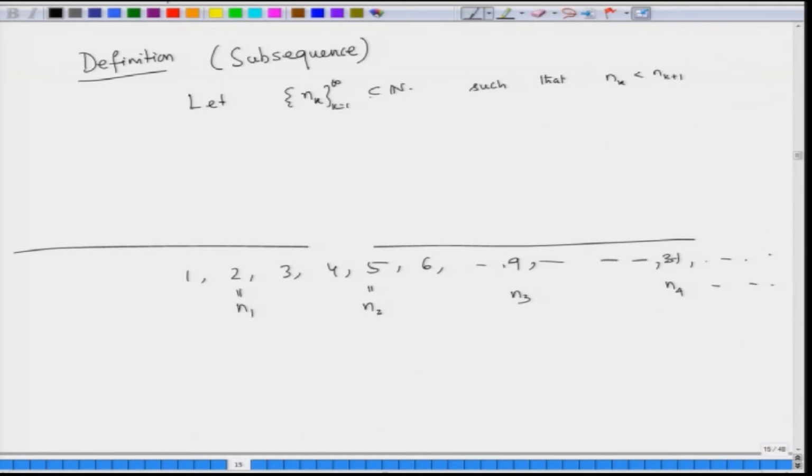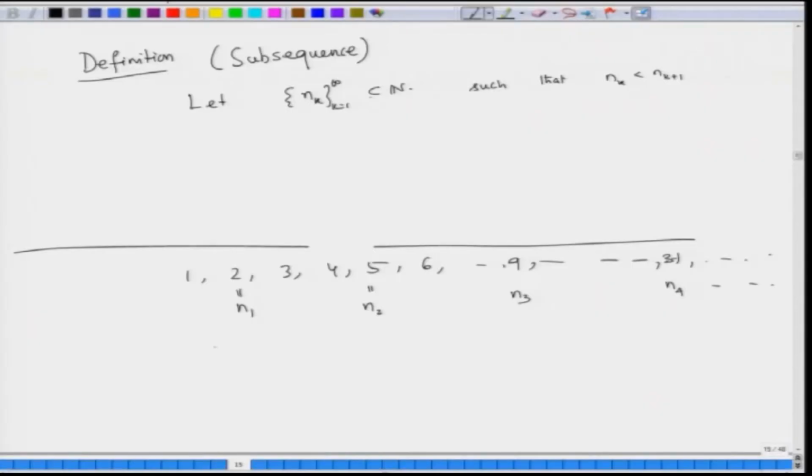For n_{k+1}, whatever number I choose, I do not have a restriction, but it has to be bigger than n_k, the previously chosen position. Another example: I take n_1 to be 2, n_2 equal to 4, n_3 equal to 6, n_4 equal to 8, and so on. That means n_k equals 2k, and obviously this satisfies the condition. So, these are all examples.